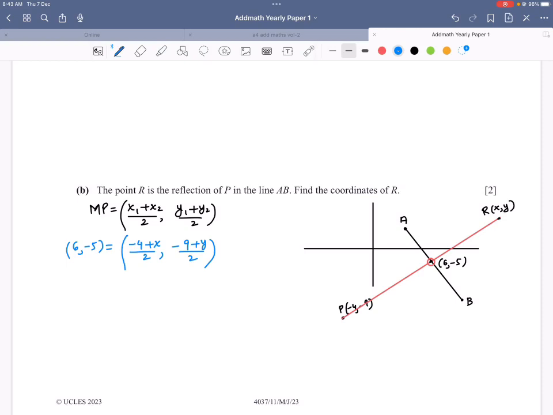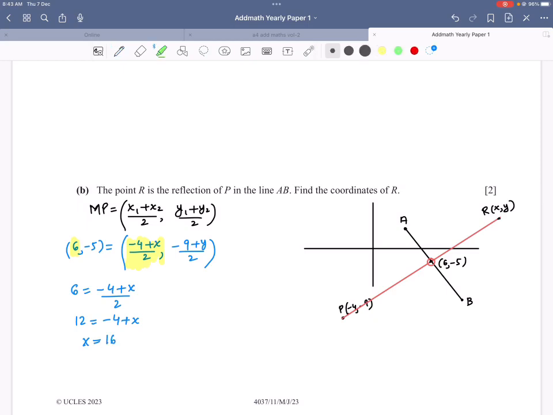So now we need to equate x with x. That means 6 with minus 4 plus x over 2. Equate them. 6 equals minus 4 plus x divided by 2. Simplify. 12 equals minus 4 plus x, and x equals 12 plus 4, which is 16.